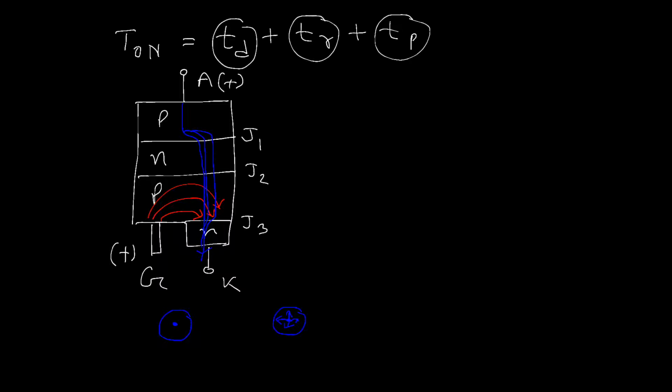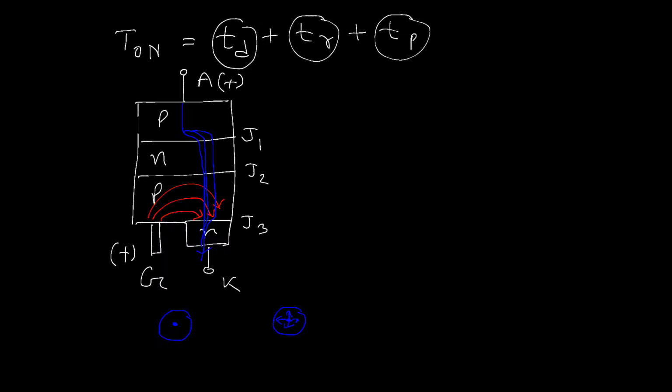Additionally, we must say in this case, the time taken by anode current to rise from its 0.1 IA to 0.9 IA, that means we can say the anode current rises from 10% of the original current to 90% of its initial value. In other words, it is the time taken by the forward blocking voltage to fall from 90% of its initial value to 10% VA. That means the anode voltage falls from 0.9 VA to 0.1 VA.